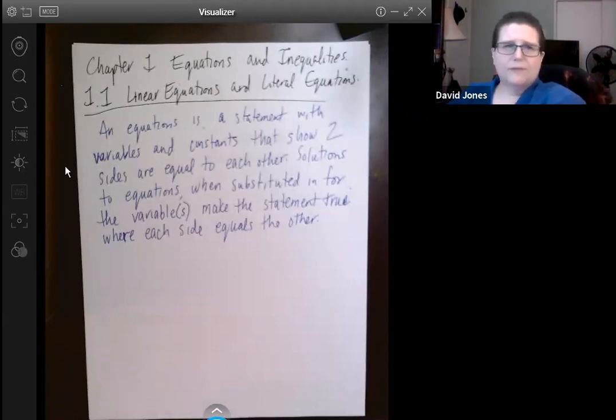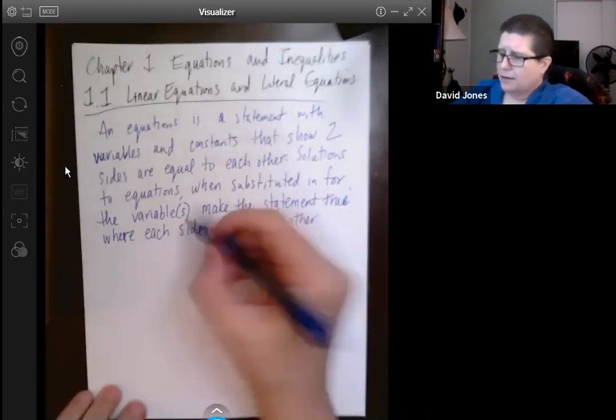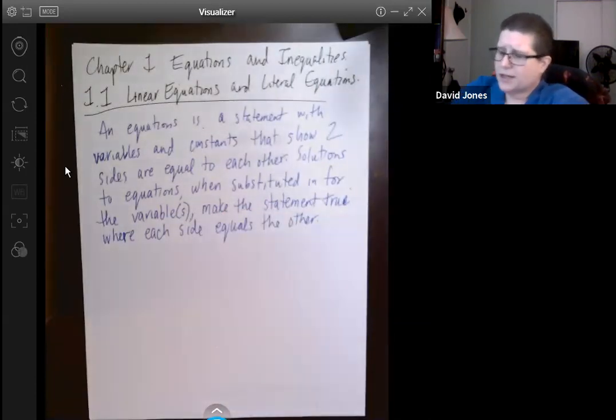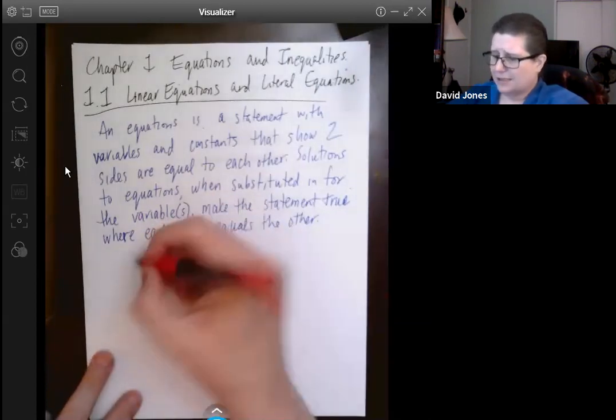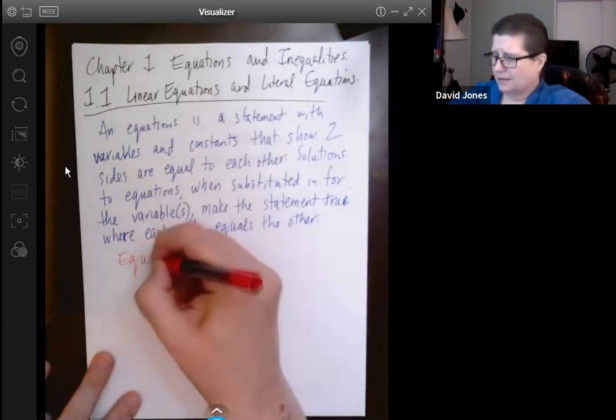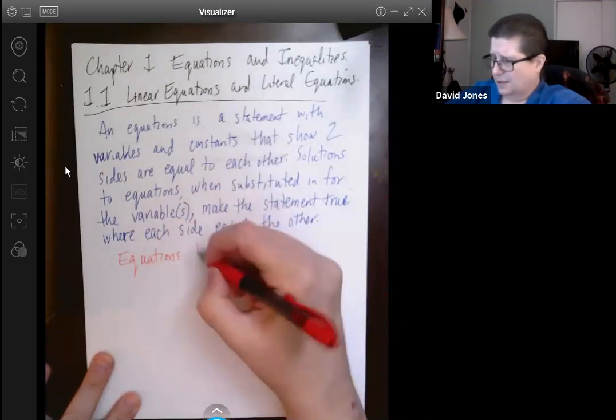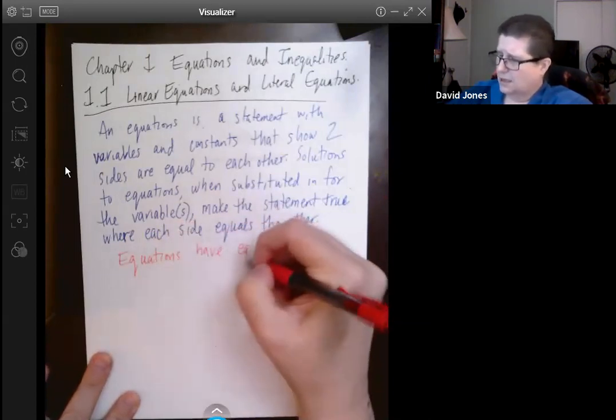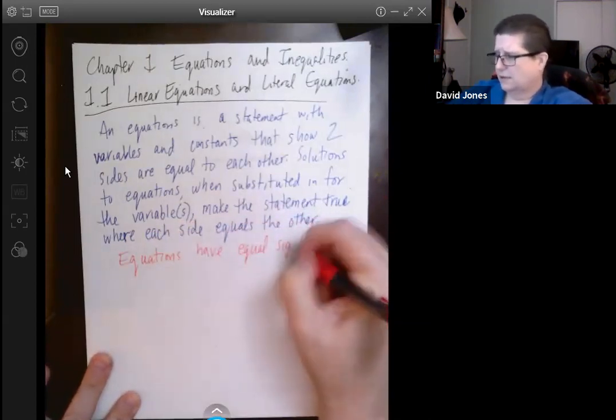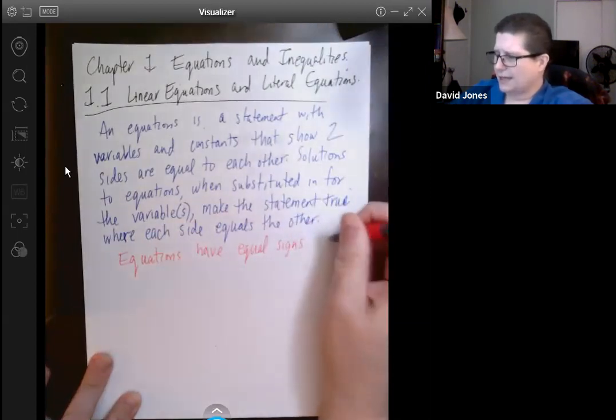Equation is a statement with variables and constants that show two sides are equal to each other. Solutions to equations when substituted in for the variables make the statement true where each side equals the other. Important to note, equations have equal signs. If you see an equal sign, it's an equation.